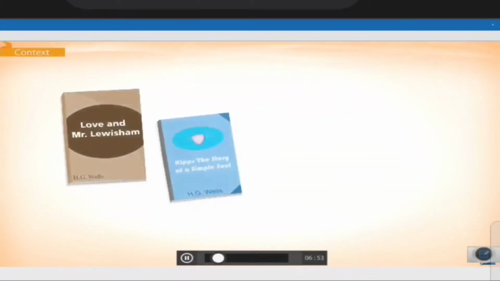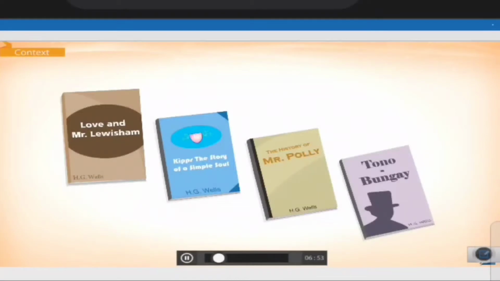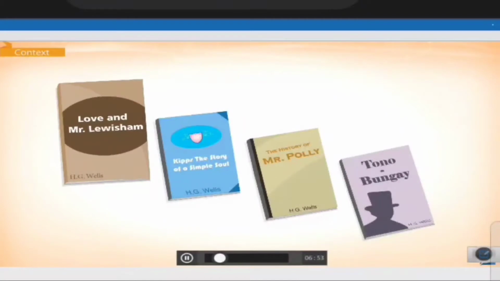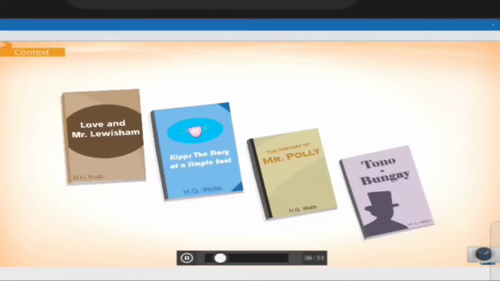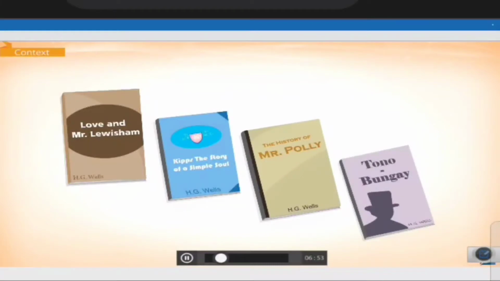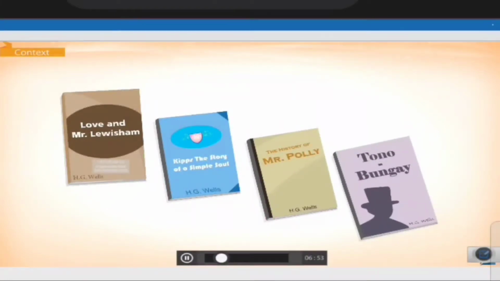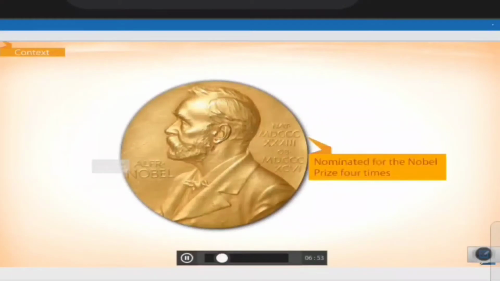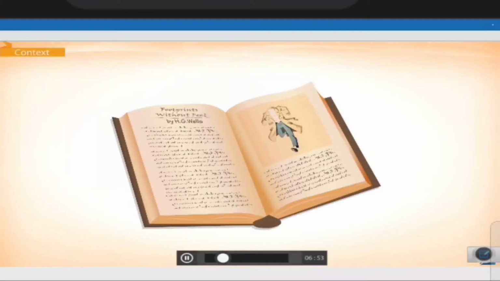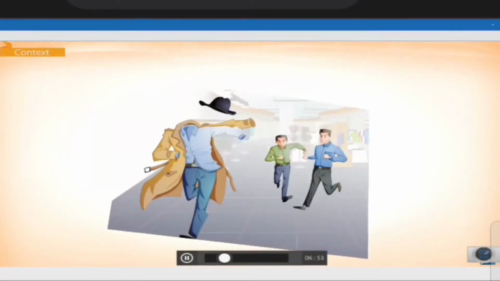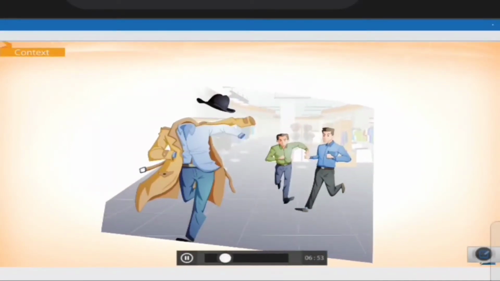He also wrote several comic novels focusing on social criticism. Some of his notable comic novels include Love and Mr. Lewisham, Kipps: The Story of a Simple Soul, The History of Mr. Polly, and Tono-Bungay. He was nominated for the Nobel Prize 4 times. The story Footprints Without Feet is an excerpt from his science fiction novel The Invisible Man. It is a comic account of Griffin, a scientist and lawless man, and how he escapes from being caught by becoming invisible.